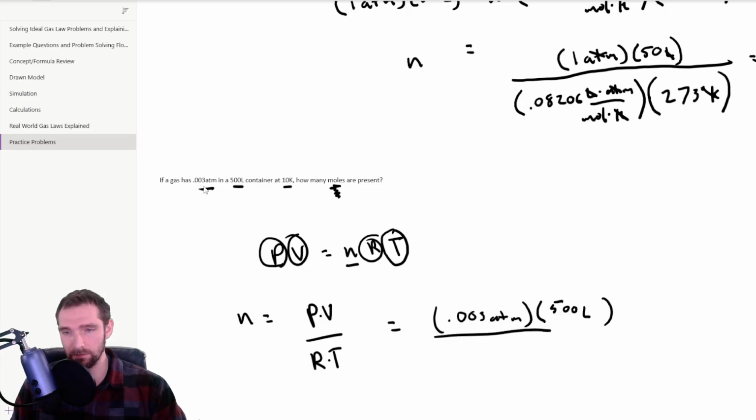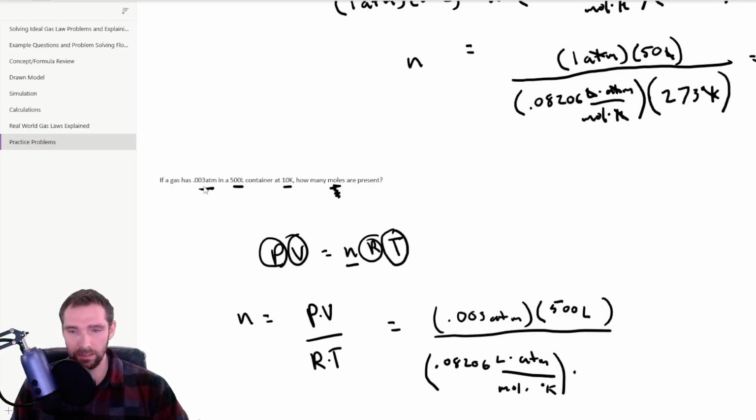And then we have our R value, which was 0.08206. Yeah, I know that people really don't like canceling out units, especially when they get in denominators like this, but it is very, very useful in these types of problems. So we've got all of that in there.